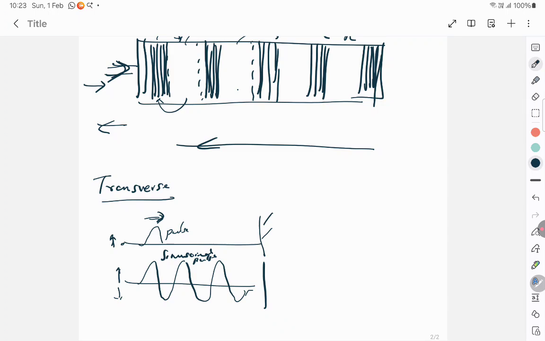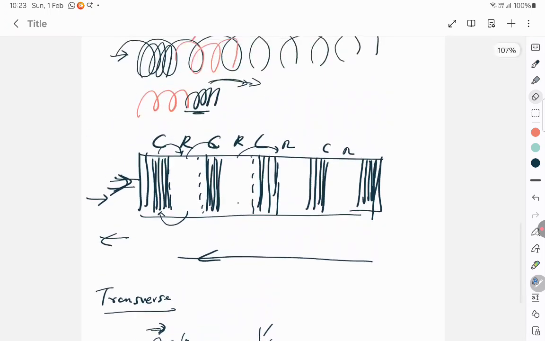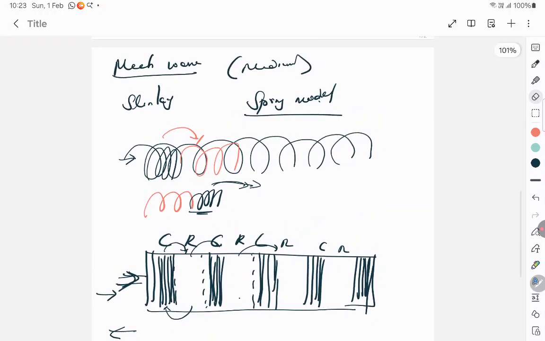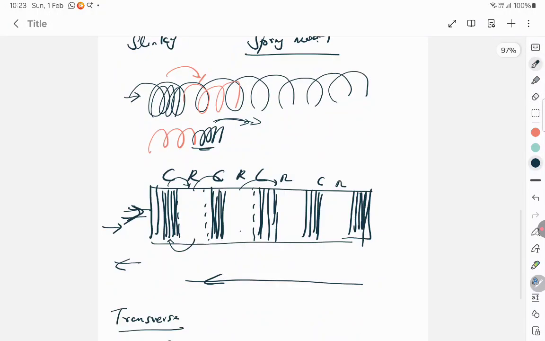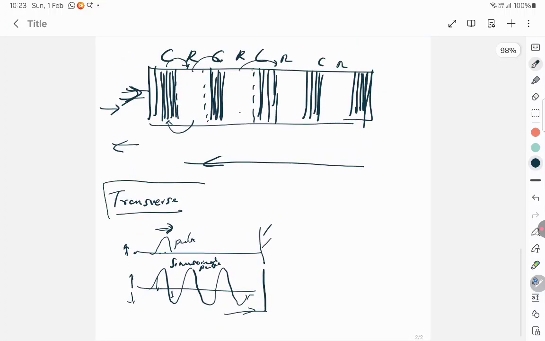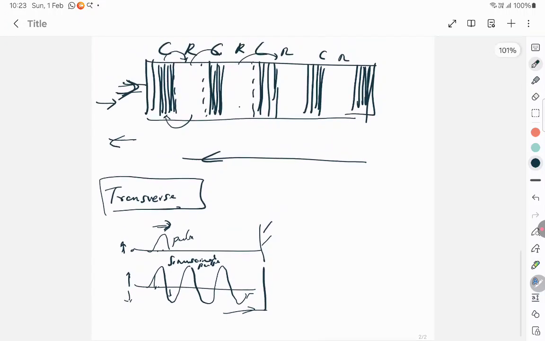So can you see, in the transverse wave, the vibration of the particle is moving up and down about the mean position, in a direction perpendicular to the propagation. The propagation is happening like this, where the particles are moving up and down about the mean position. So a longitudinal wave is one where the particle moves in the same direction as the propagation. A transverse wave is one where the particles move in a direction perpendicular to the propagation.